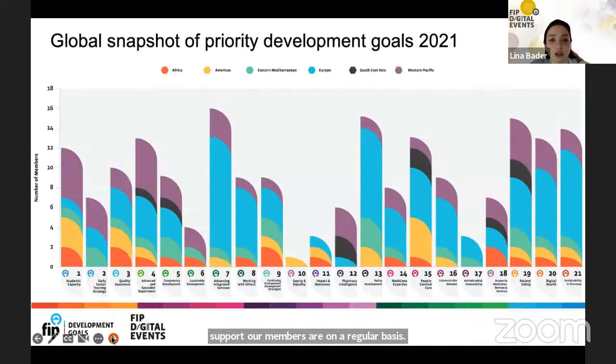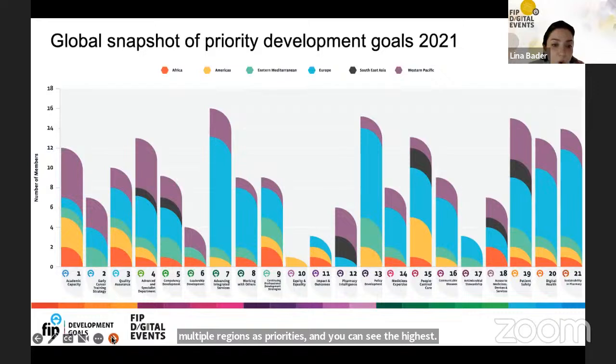And on the next slide, you can see this colorful bar chart, which provides the global snapshot of priority development goals. On the left, you'll see the number of member organizations, and on the horizontal axis, you'll see the 21 goals. And of course, we have aggregated the data per each of the 6 regions. And you'll see there is some variation, unsurprisingly, in terms of which of the goals are priorities globally. Some of the goals have been identified more than others around the world by multiple regions as priorities. And you can see the highest bars on that chart.